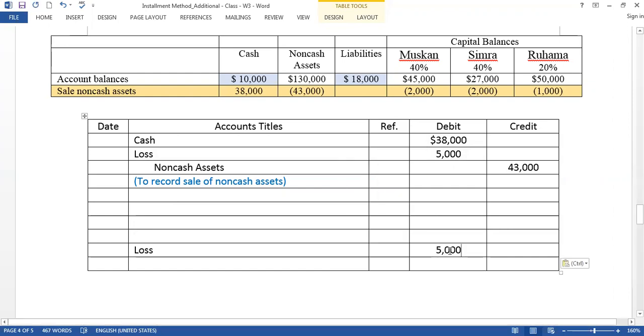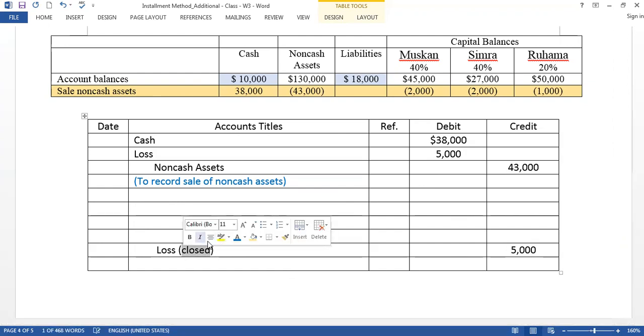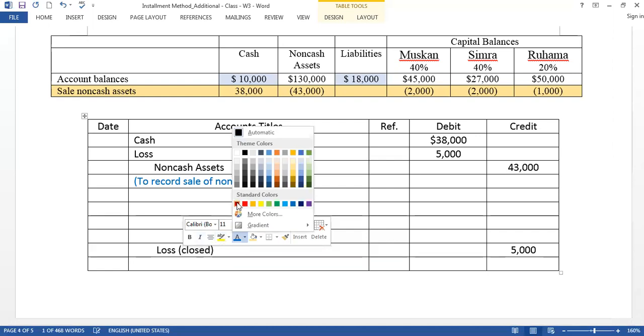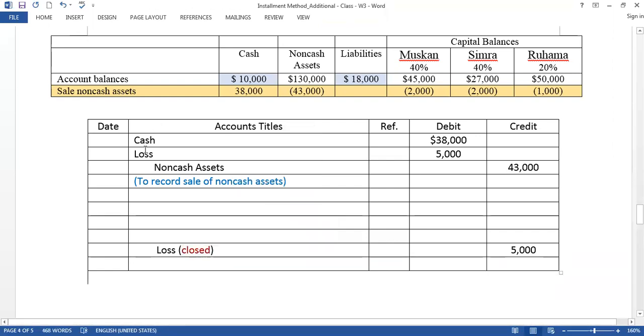We are going to record loss in the credit. So loss debit, and now we record loss credit. We are going to close loss. Loss should be closed, right? You can see that loss we record on the debit side. Now we record loss in the credit side.